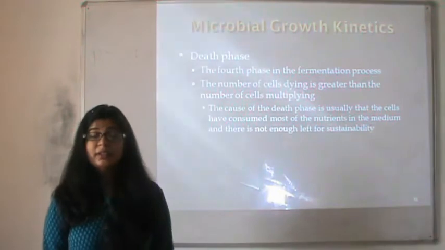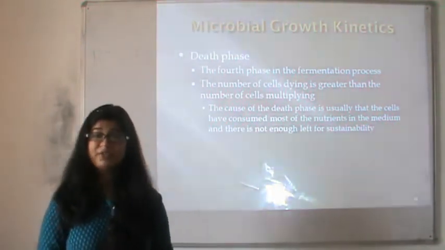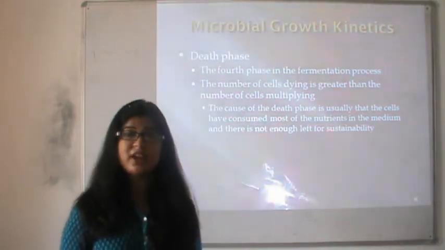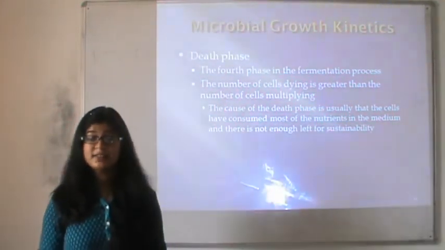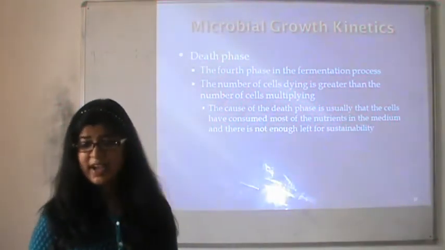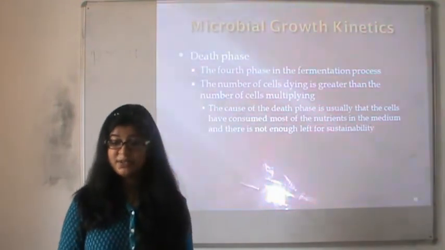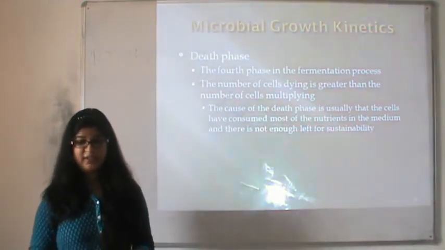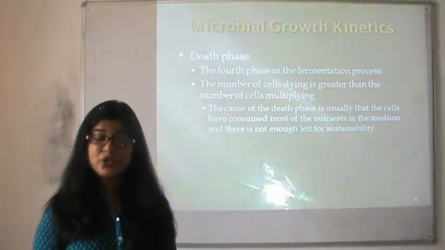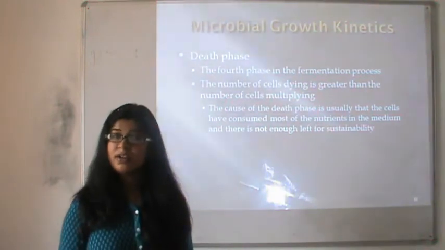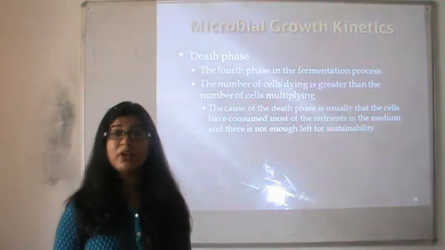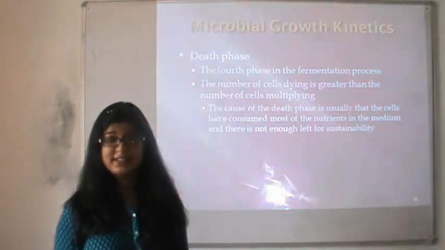Now, fourth phase is death phase. In death phase, all the nutrients are consumed and now cells reach the phase of death. It is the fourth phase, and the number of cells dying is greater than the number of cells multiplying. The cause of death is usually that the cells have consumed most of the nutrients and there is not enough left for sustainability. They cannot sustain because all the nutrients are consumed.